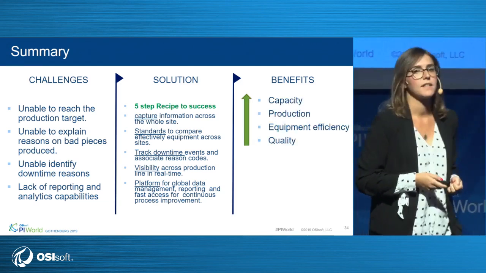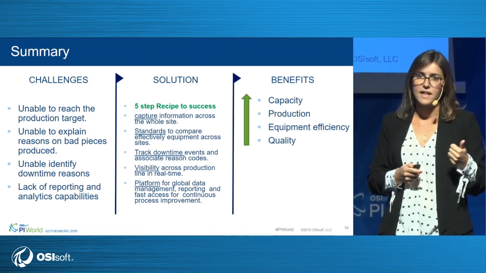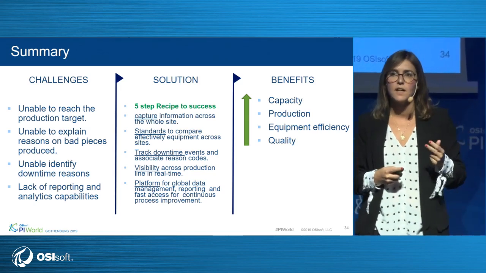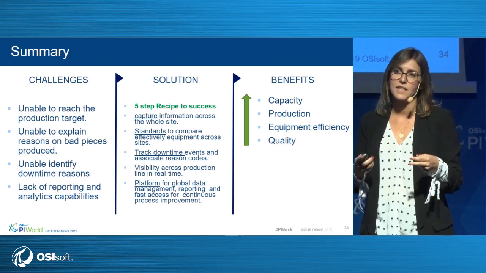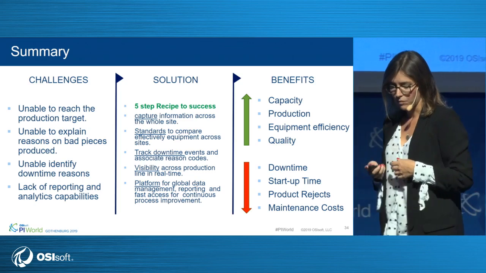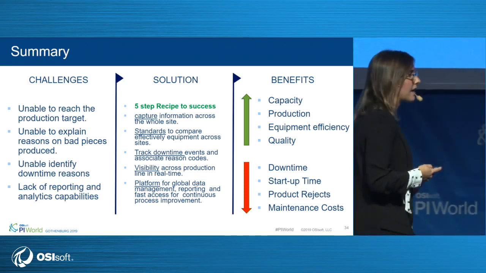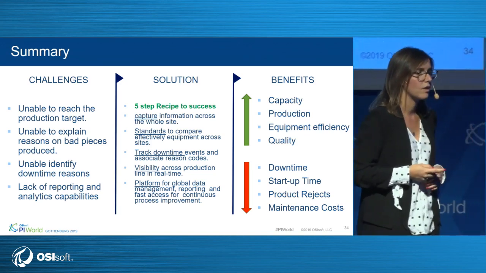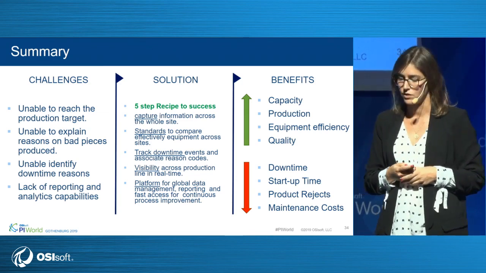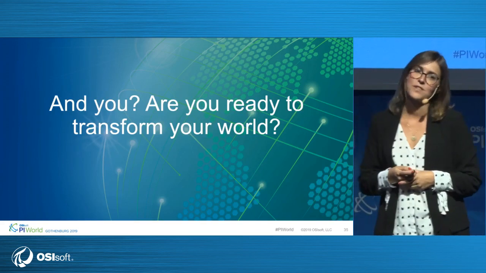And what were the benefits at the end? So we managed to increase capacity on the site because we can produce more. We can also have better efficiency. And of course, at the same time, we will have more quality products at lower downtime and be able to optimize, of course, the different start times. And at the end of the day, we can also have fewer product rejects and know our organization and our plant better.